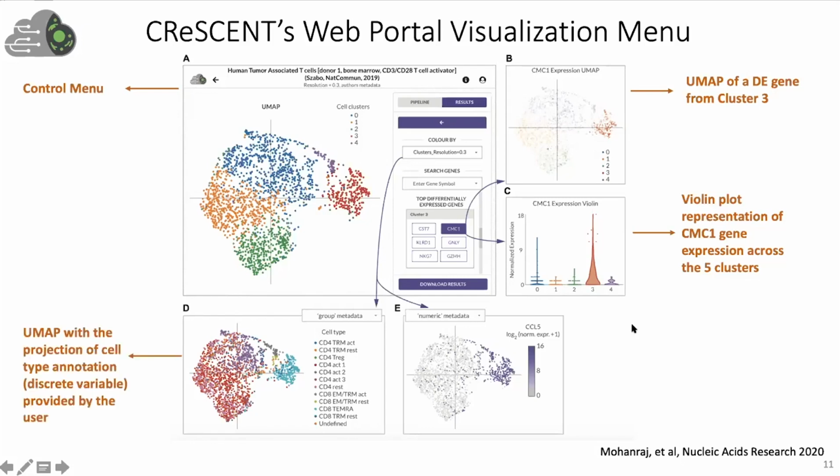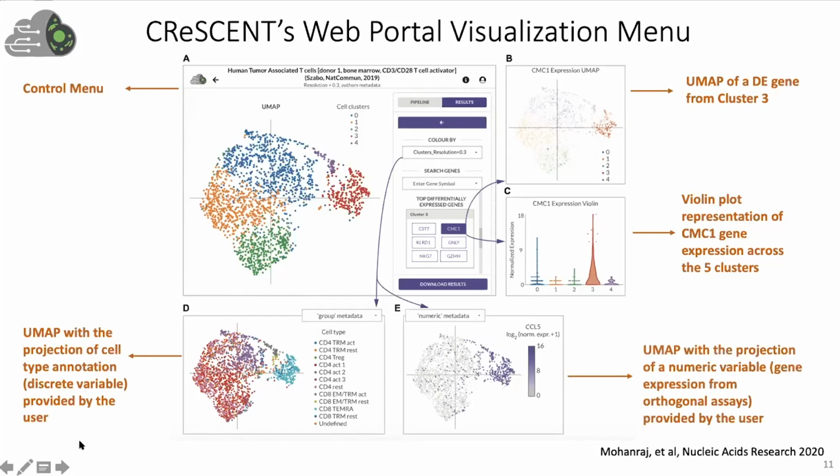The other feature of Crescent is that you can use the metadata provided by the users in order to project them into the UMAP or t-SNE plot. In this example, the metadata that is used is the cell labels. So you can see different cell populations colored here. Or alternatively, you can use a numeric variable, for example, gene expression from orthogonal assays, in order to visualize them.